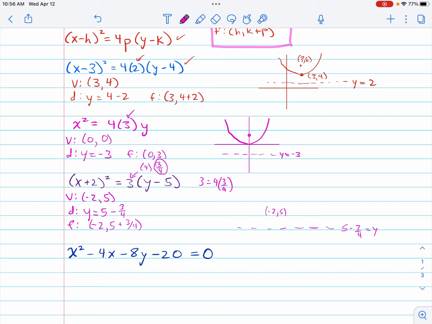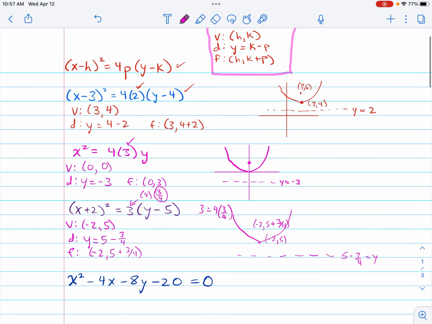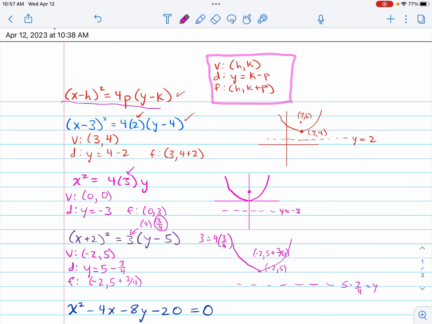And then up here, we add 3/4. So this is -2, 5 plus 3/4. And you know we've got our parabola. Okay, now notice all of these were of this form right here.